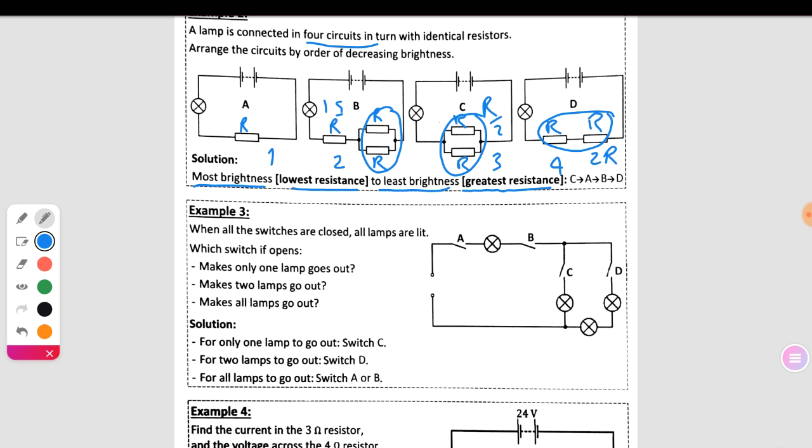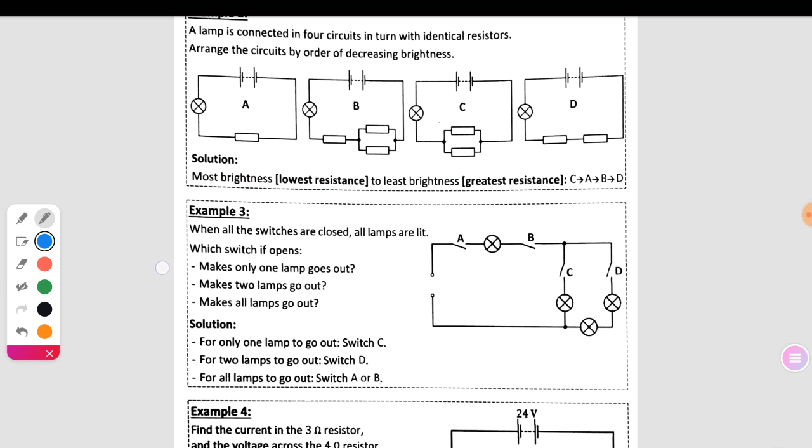The smallest resistance gives more brightness. This is the first, which gives more light. The second is A, because the resistance in circuit C is R over 2, while in A it equals R. Number 3 is B, which contains the resistance 1.5 R. D contains 2 R. This is the relation between the brightness, the current intensity and the electric resistance.